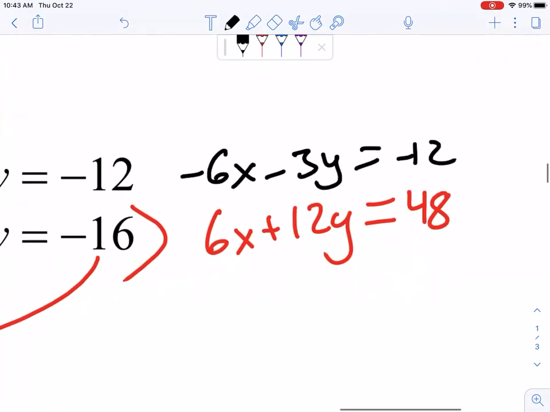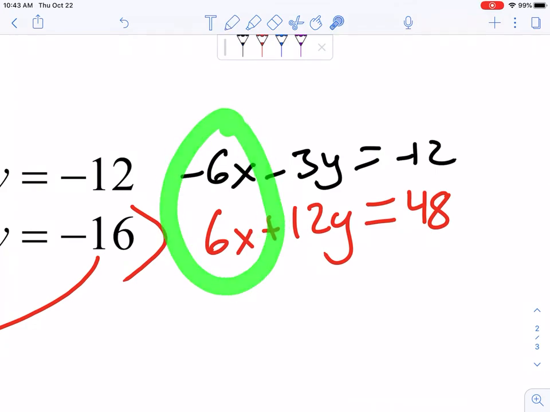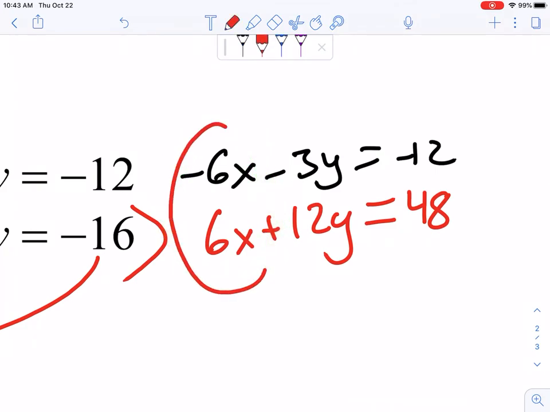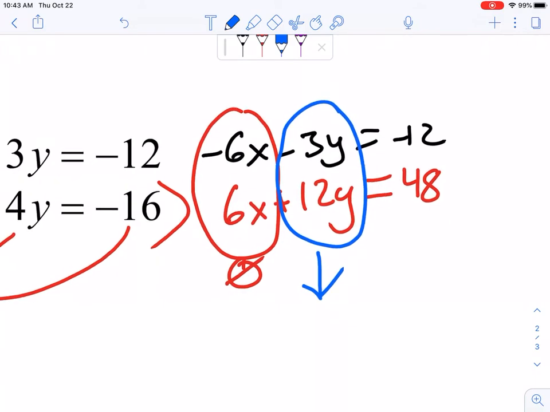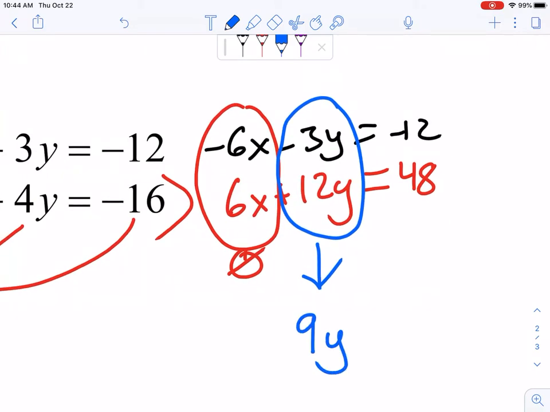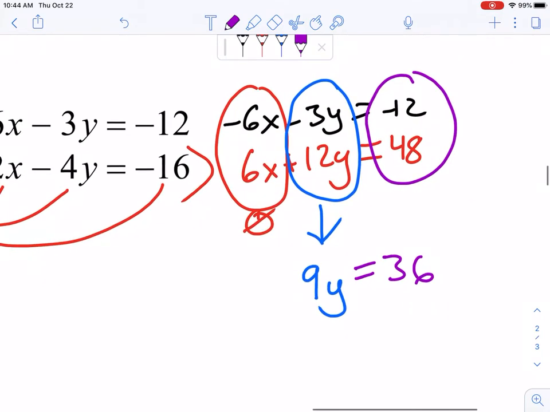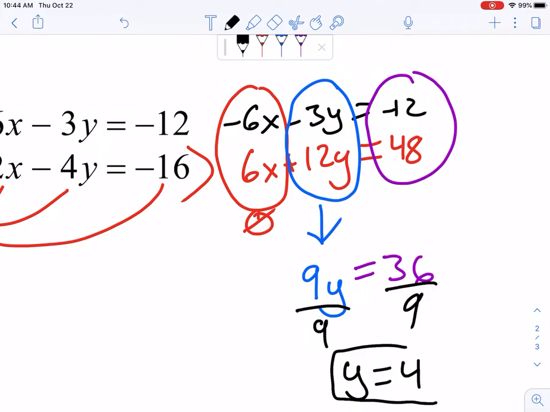We do all of that work so that we create this scenario where I have negative 6x and positive 6x that can cancel each other out. I'll put negative 3y and positive 12y together to get 9y. And I'm putting negative 12 and positive 48 together. That's 48 minus 12, which is going to leave me with 36. I can now divide 9 to both sides so that y is by itself. y equals 4.